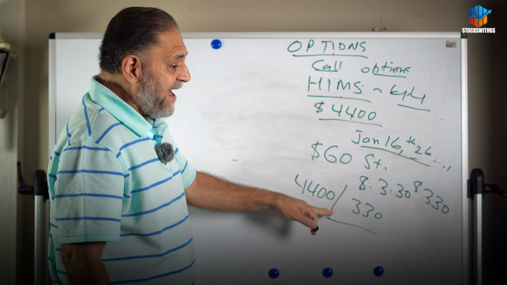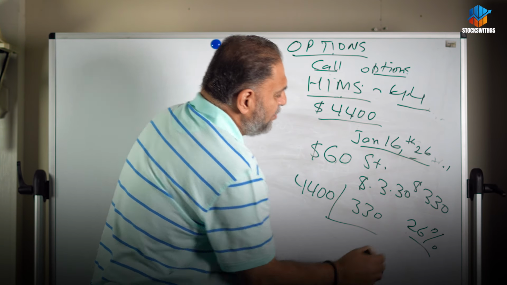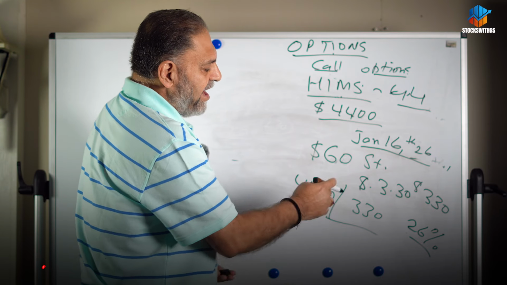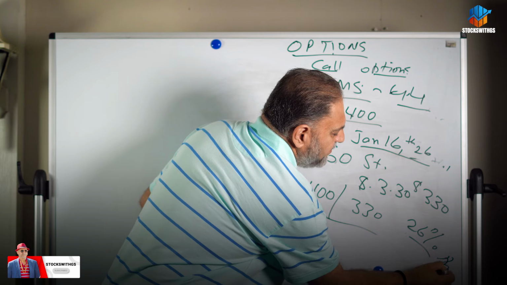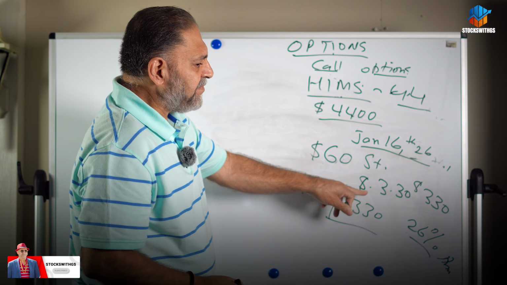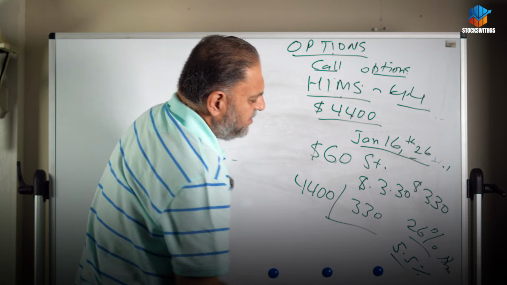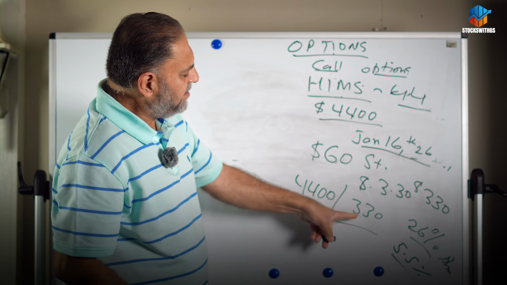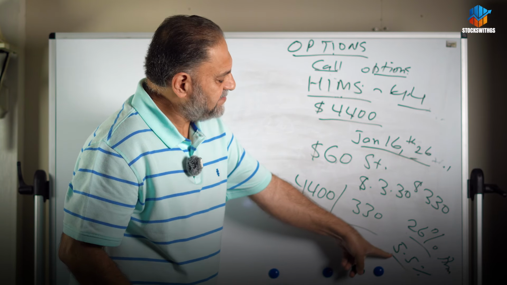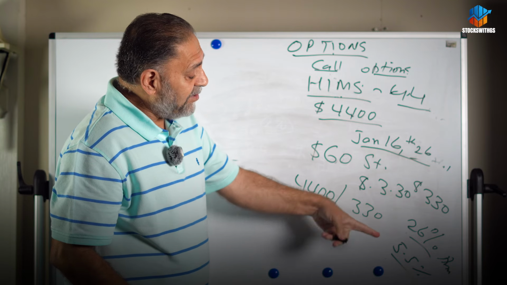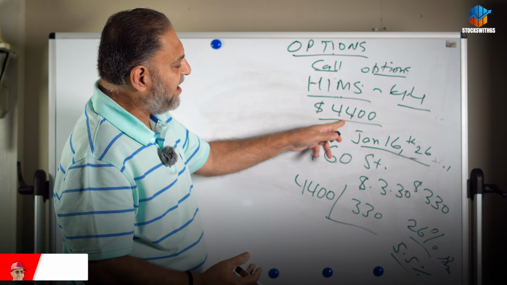Okay. So that is again about 26% return, for 2.5 months. No, 26% is per annum. So you make a return of approximately 5.5% in the 2.5 months. $4,400, $330, you make 5.5% return on your investment. That is 2.5 months. So annualized 26%. You make 26% return on your investment of $4,400.